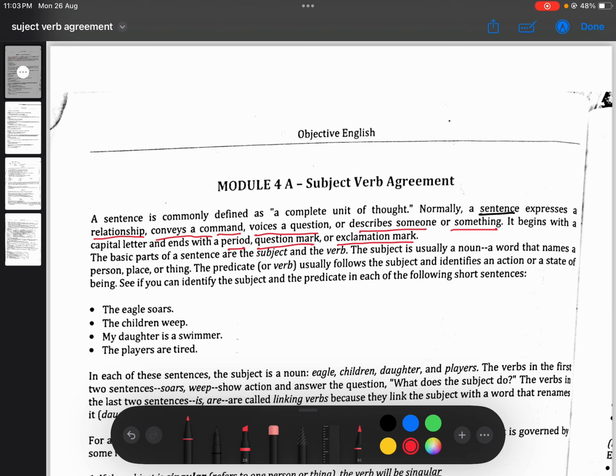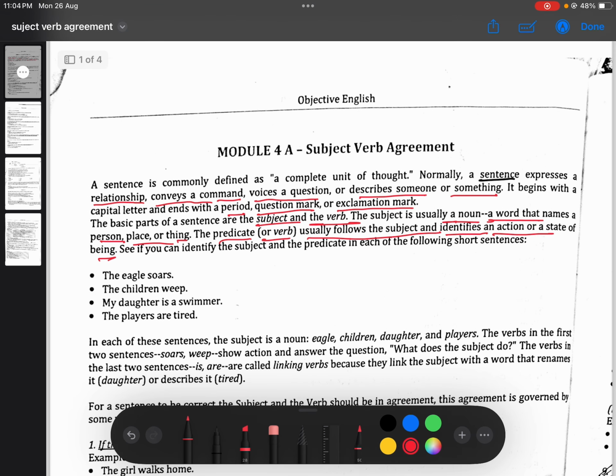The basic parts of a sentence are the subject and the verb. The subject is usually a noun, a word that names a person, place or thing, which we have read earlier. The predicate or verb usually follows the subject and identifies an action or a state of being.